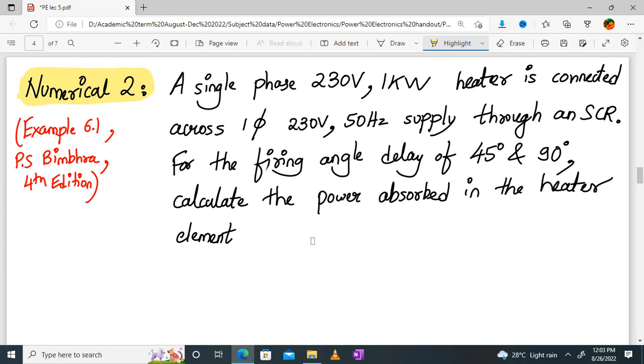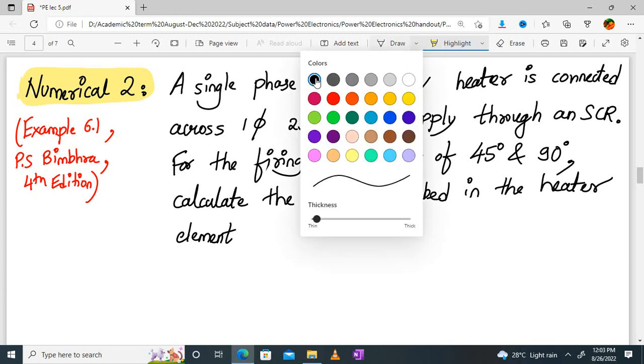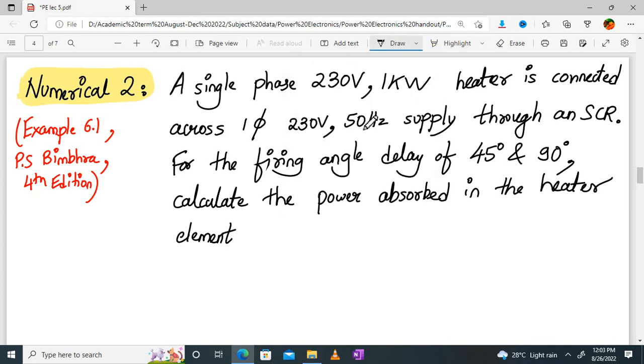First, note down the numerical. It's completely different from what we have solved up till now. This is solved example in Bimbra 6.1. You can check it out. Okay, shall we start?